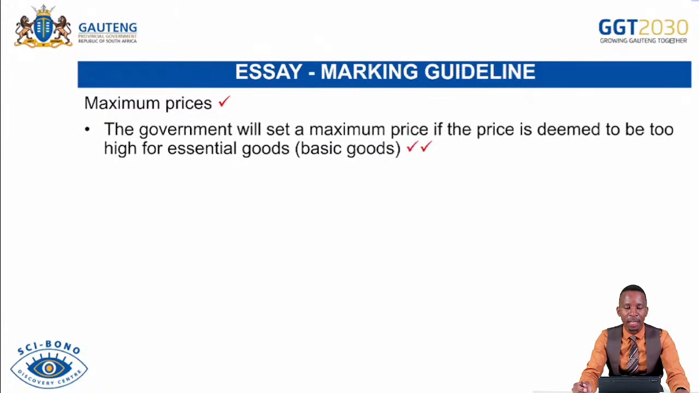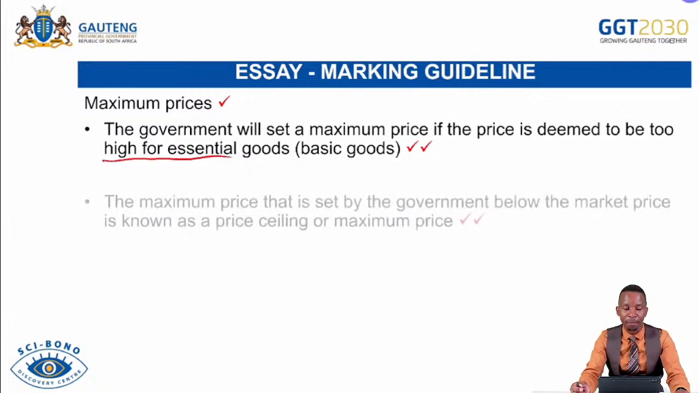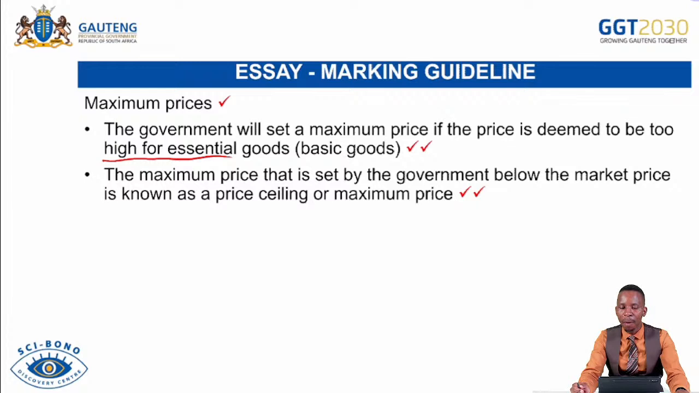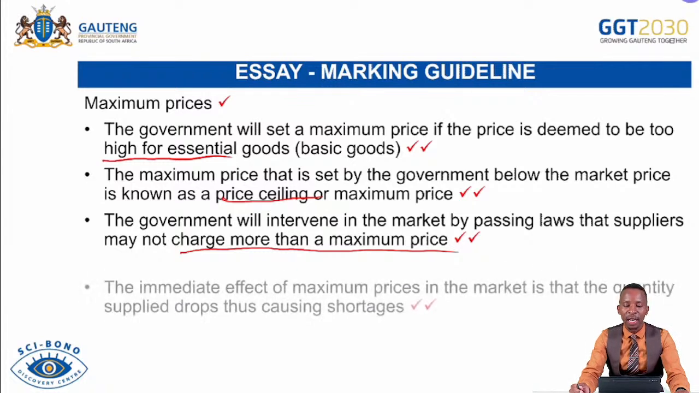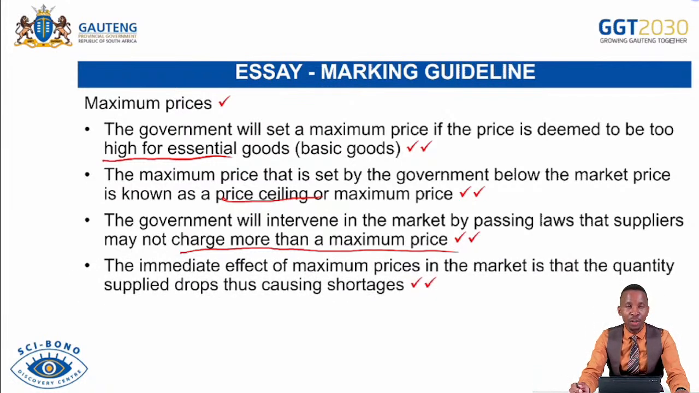Maximum prices. The government will also intervene by setting prices below the equilibrium so that they can be demanded. Those are the basic goods that are very much necessary or essential for living. The maximum price that is set by the government below the market price is known as the price ceiling. We call this one price ceilings. The government will intervene in the market by passing laws that suppliers may not charge more than the maximum price. So any supplier supplying the product cannot charge above the maximum price or the price ceiling.